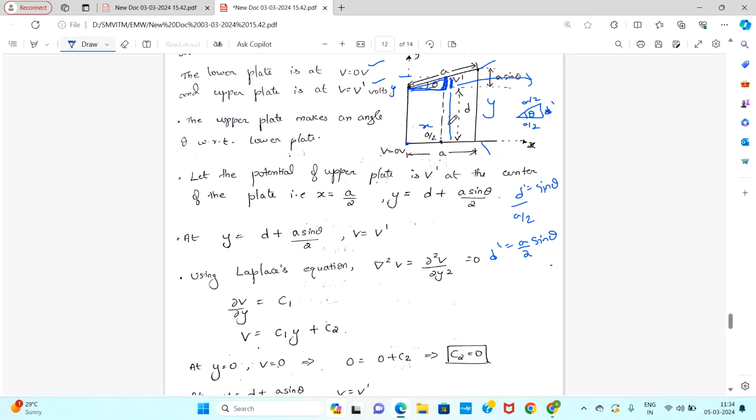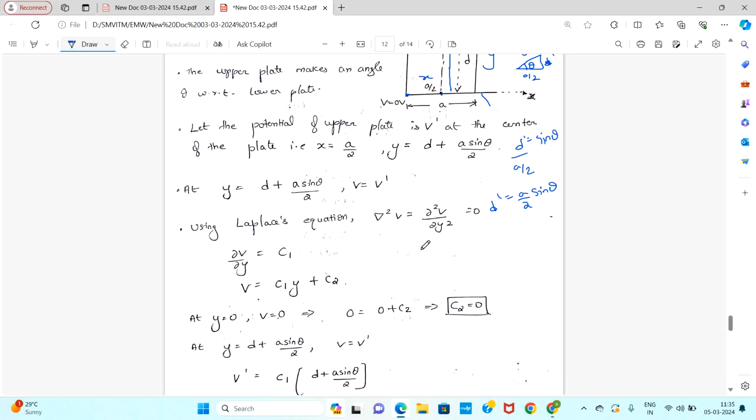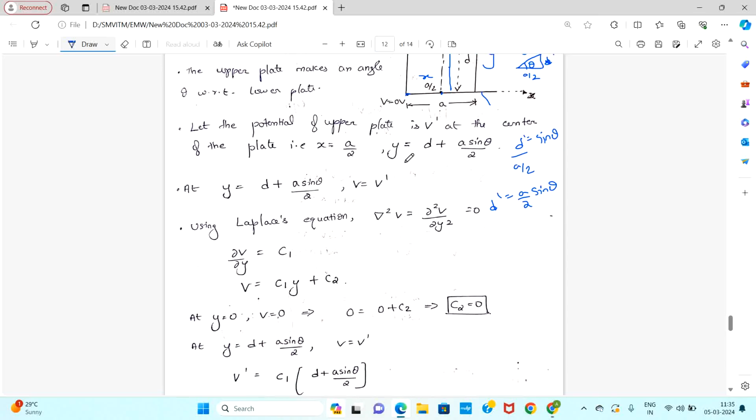And the remaining is considered to be d. So the total y-axis value for the middle of this second plate is y equal to d plus a sine theta by 2. Okay. So at x equal to a by 2, the potential is 0, and at y equal to d plus a sine theta by 2, the potential is V dash. Okay, now we'll start with Laplace. I found out the two initial boundary conditions. Now I'm going to start with the Laplace equation.